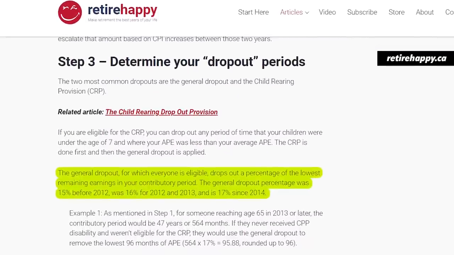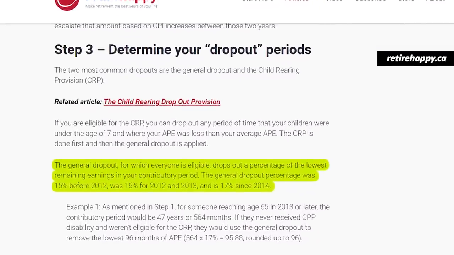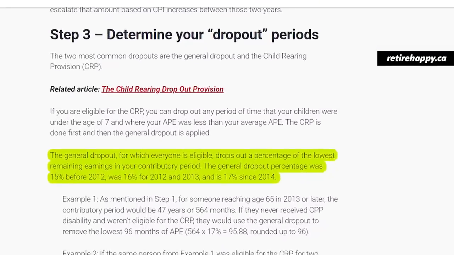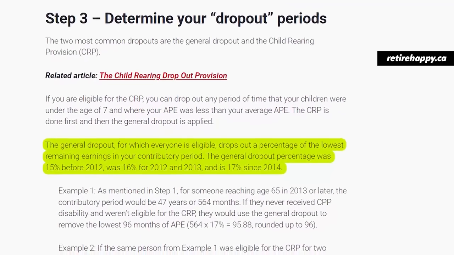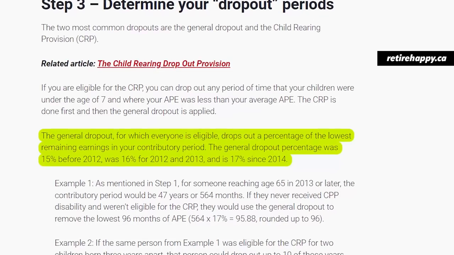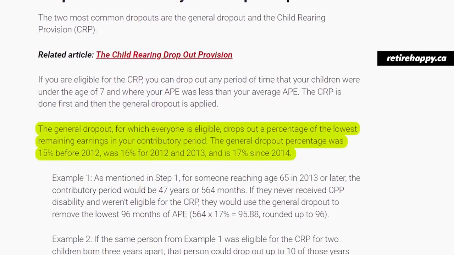If you know about dropout periods with CPP, the earlier we stop making contributions to CPP, or the less number of months or years we make contributions to CPP.